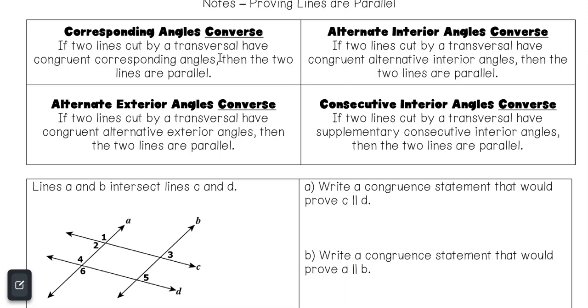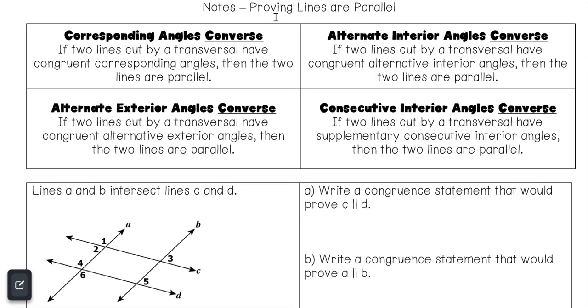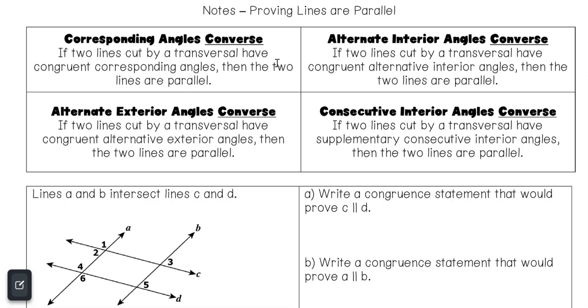In this video, we'll be looking at how we can prove that lines are parallel, and we're going to be using the converses of the theorems that we've talked about so far for parallel lines and their transversals. So a reminder that when we first started learning about conditional statements or if-then statements, we had them in the form if P then Q, and the converse was the reverse of that statement, if Q then P.